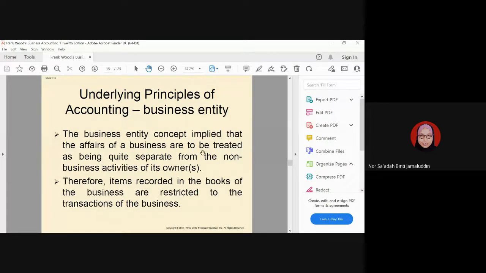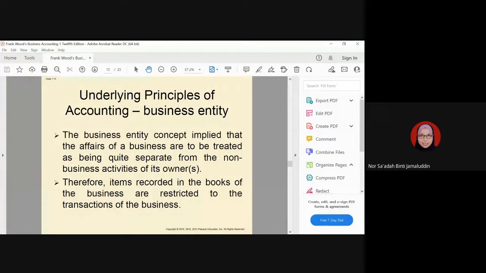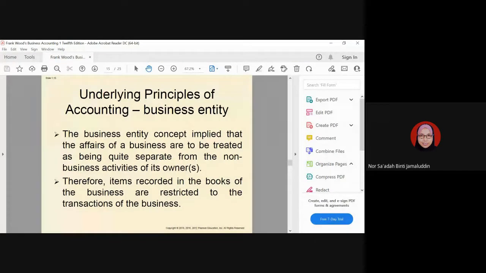We go to the next principle of accounting, which is the business entity. The business entity concept implies that the affairs of a business are to be treated as being quite separate from the non-business activities of its owners. Therefore, items recorded in the books of the business are restricted to the transactions of the business. This is the principle that must be understood and explored by all individuals that want to create their own business.